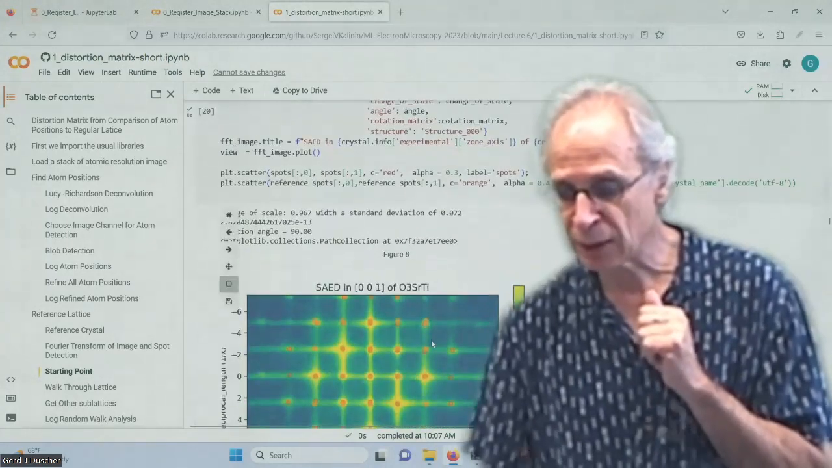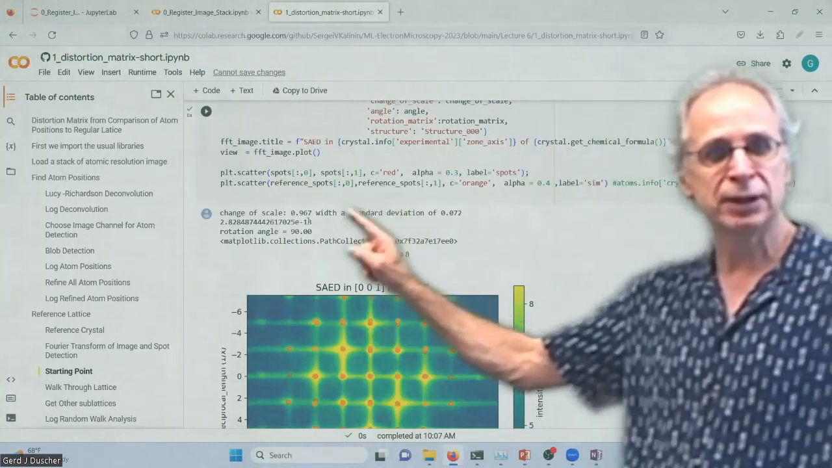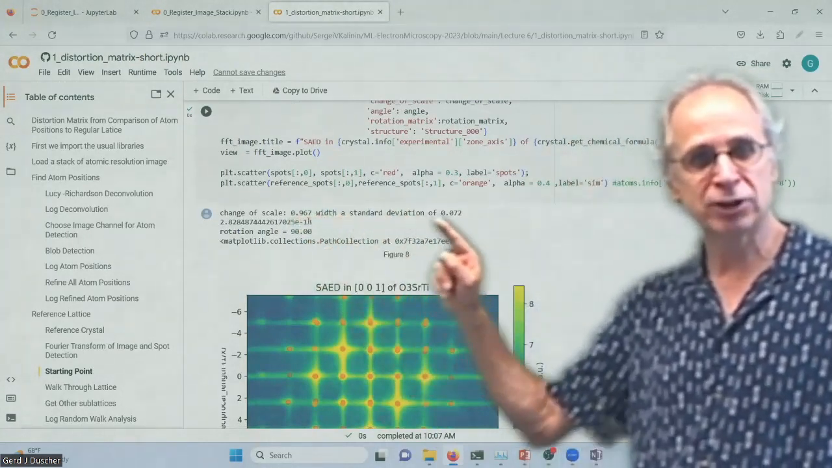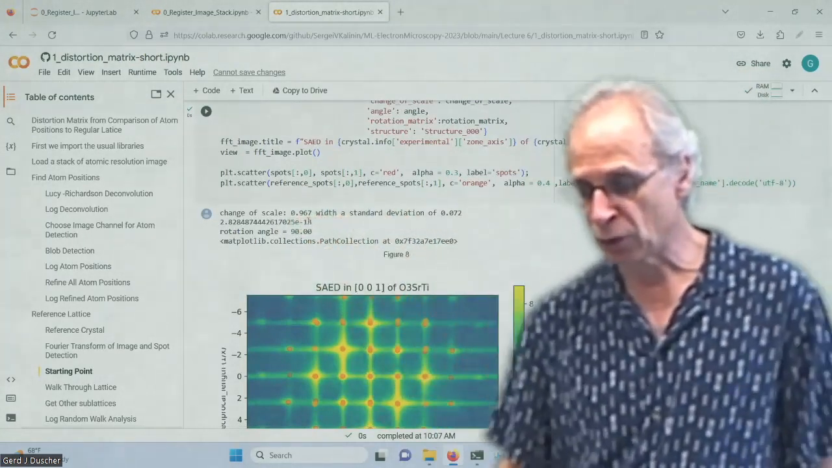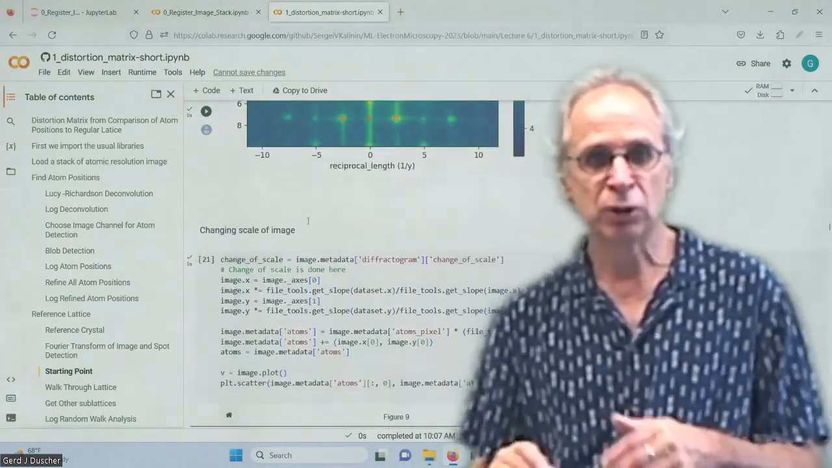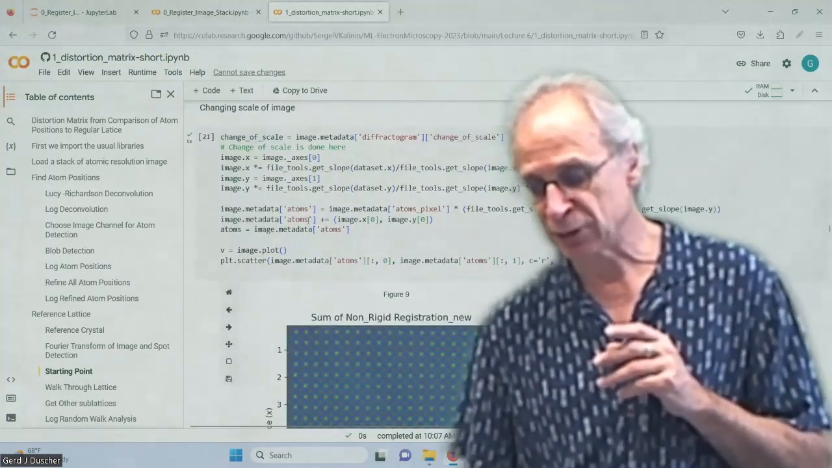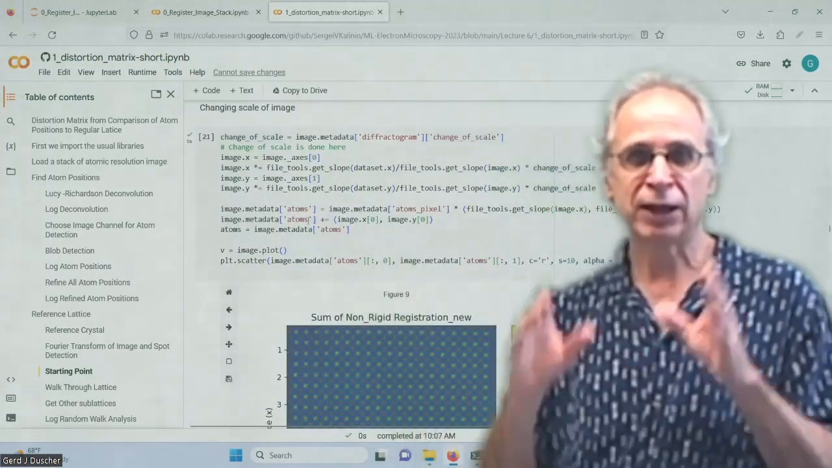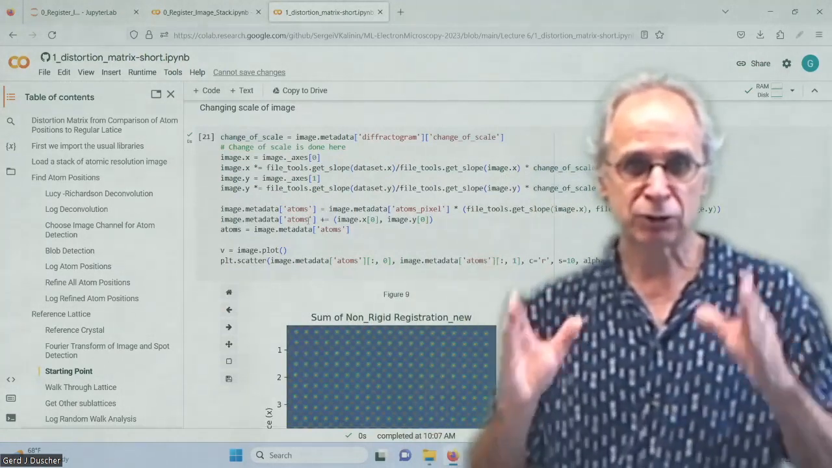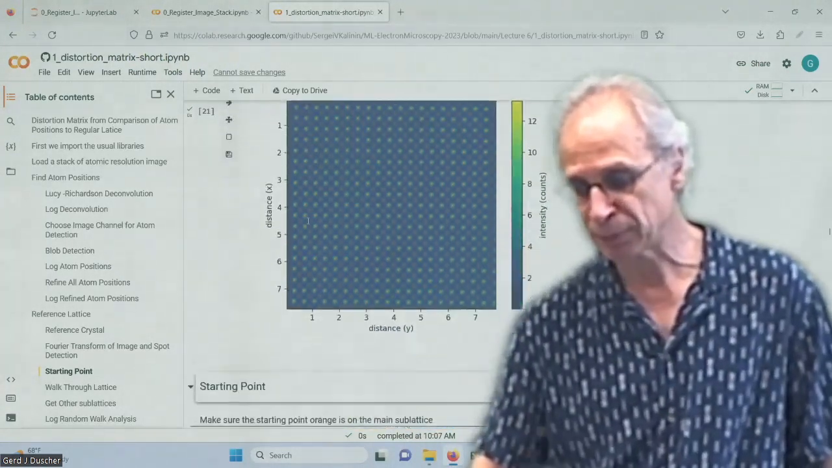Okay, here is my change of scale. You can see that the change of scale is very small, standard deviation of 0.072. So we have a very, very nice data set. So there shouldn't be much of a distortion. And now we have it on an absolute scale for our strontium titanate. So nothing is happening anymore.